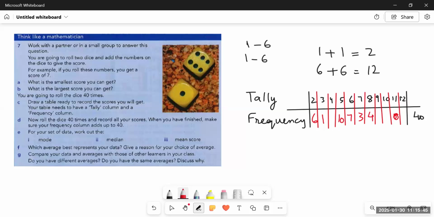Which average best represents your data? Give a reason for your choice of average. Then you just have to give a reason for your choice, what average would be best for you, and then you have to compare your data and averages with those of other learners in your class. So this is basically an activity which you have to perform this way. Apart from this part, everything was just like we have done in the previous question. So you can go through those videos and you will come up with different sorts of answers, but they would be correct.